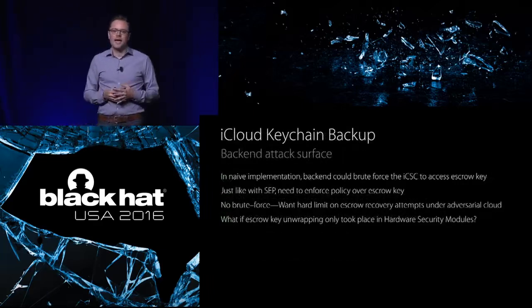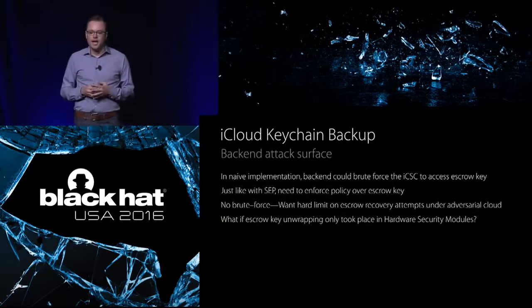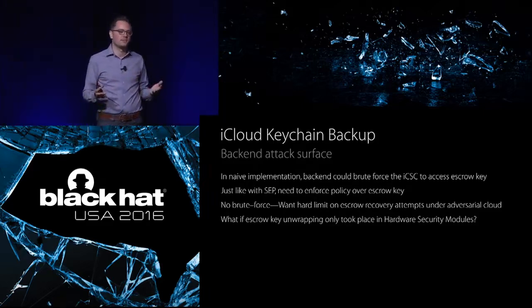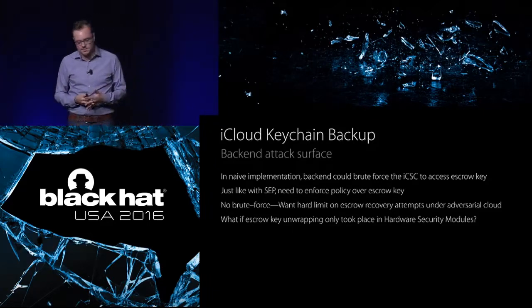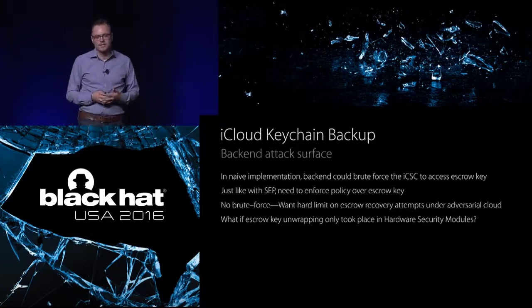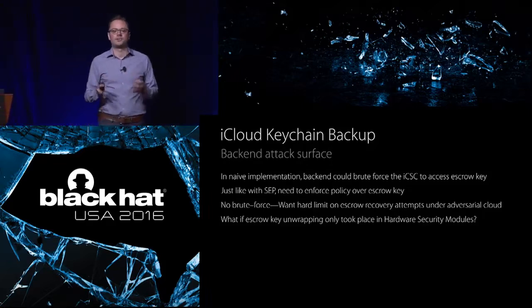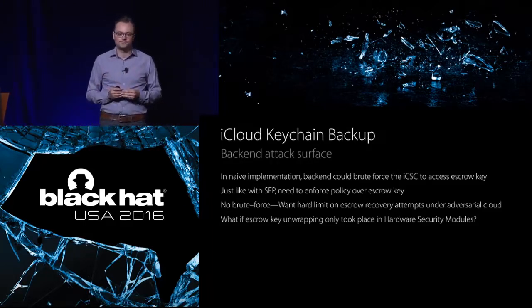The attack surface on the backend here is quite tricky. If we implemented naively what I just described, the backend is clearly in a position to brute force the iCloud security code and access the escrow key. Remember, the iCloud security code is most commonly the device passcode, which means only a million possibilities, usually. And so what we need is, just like with a secure enclave, we need some way to enforce a policy over the escrow key that prevents brute force and does so even under an adversarial cloud.